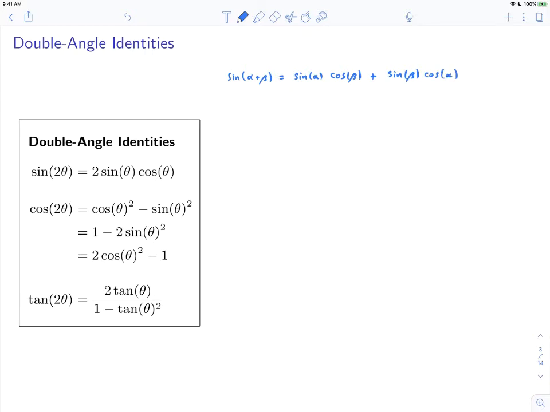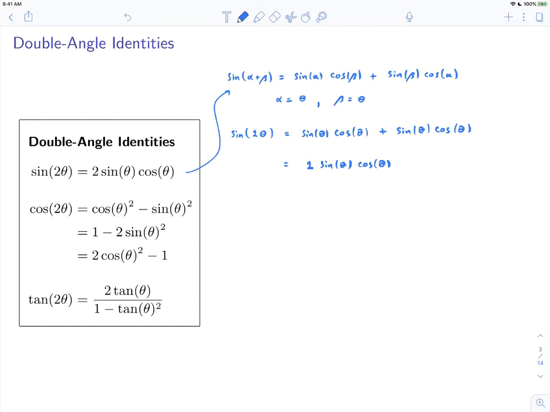If we allow alpha to be theta and beta to be theta, then this identity tells us that sine of theta plus theta, or 2 theta, is equal to sine of theta times cosine of theta plus sine of theta times cosine of theta. So as you see, we have 2 times sine of theta cosine of theta. That's where the first identity comes from.